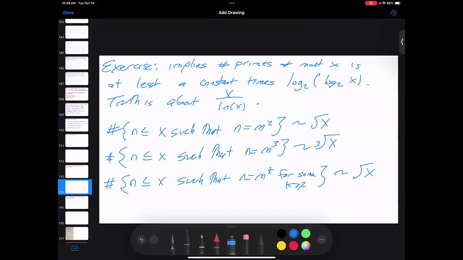So if we want to do something like RSA, we at least have infinitely many primes to look at. The growth rate we get is absolutely terrible.